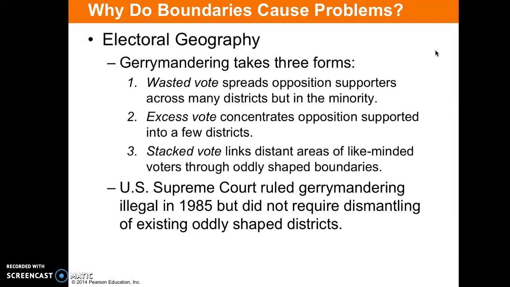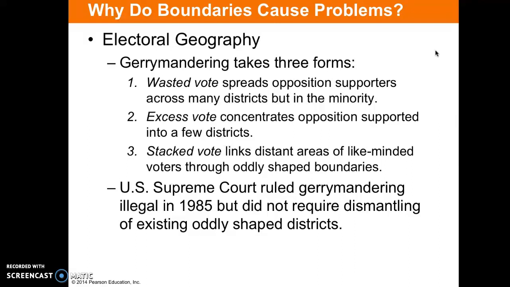Gerrymandering takes three main forms. Wasted vote means that you're spreading the opposition supporters across many districts, but in the minority. Excess vote is when you give oppositions a few districts, but you kind of draw the rest so they don't win. And then stacked vote links distant areas of like-minded voters through weird-shaped boundaries.